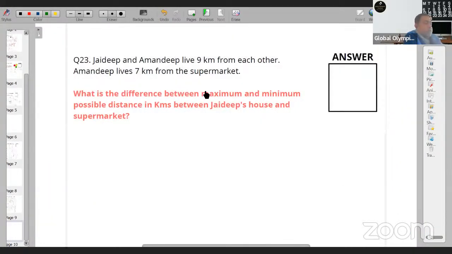Jaideep and Amandeep live 9 kilometers from each other. Amandeep lives 7 kilometers from the supermarket. What is the maximum and minimum possible difference in kilometers between Jaideep's house and the supermarket? It's a very simple question.